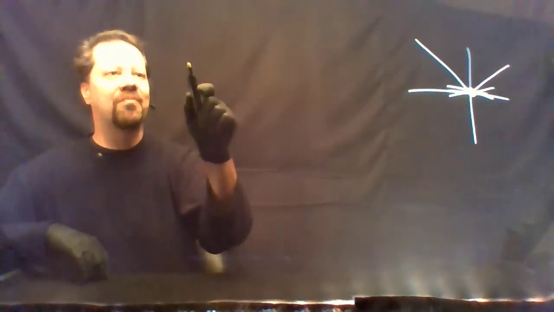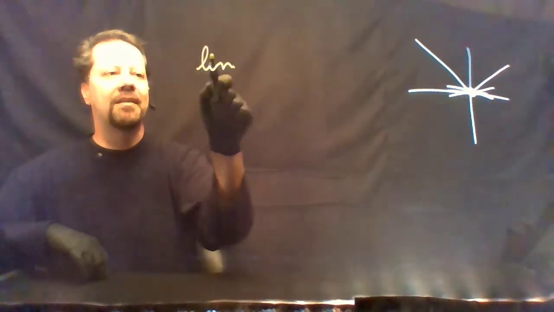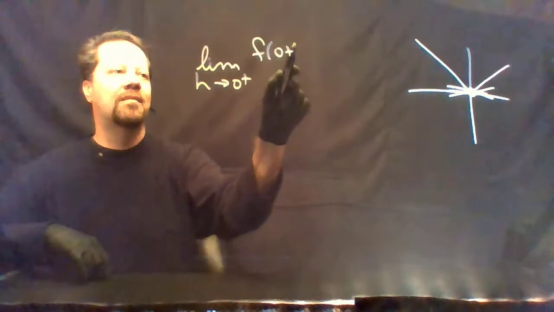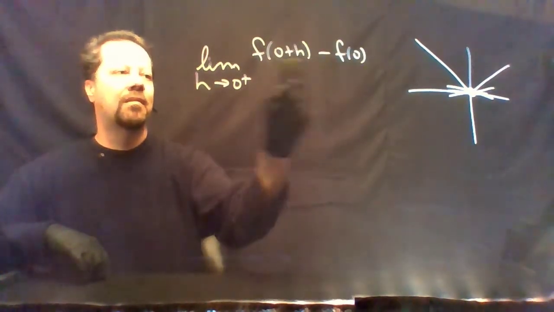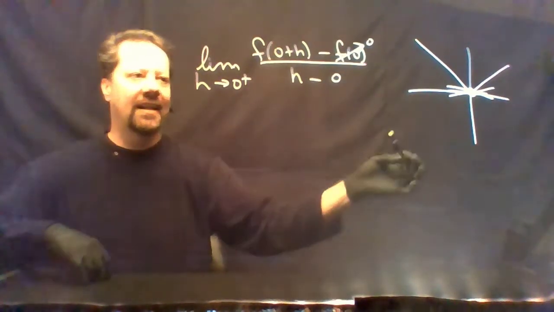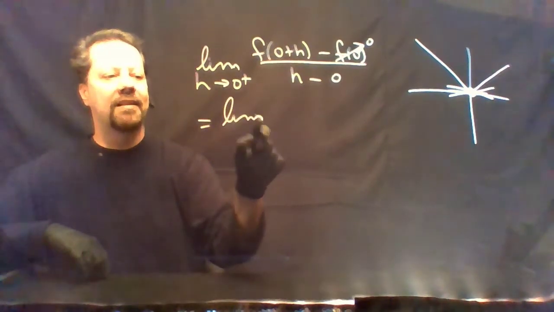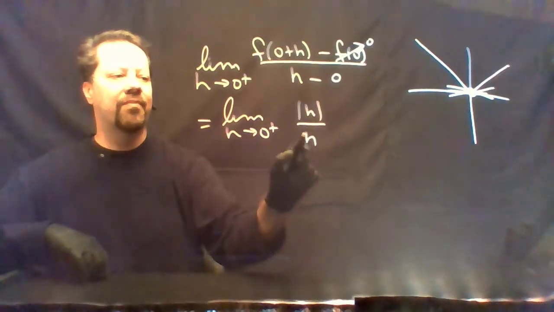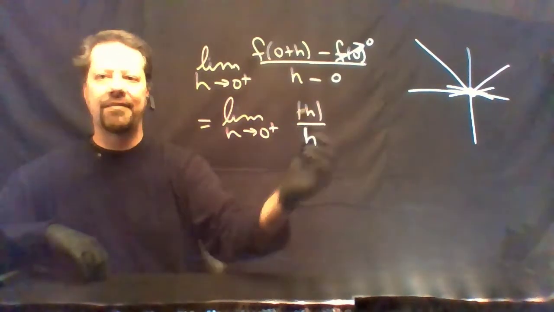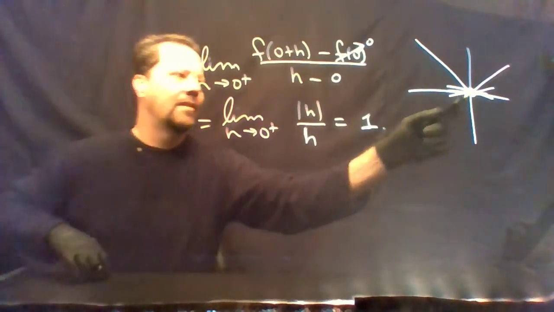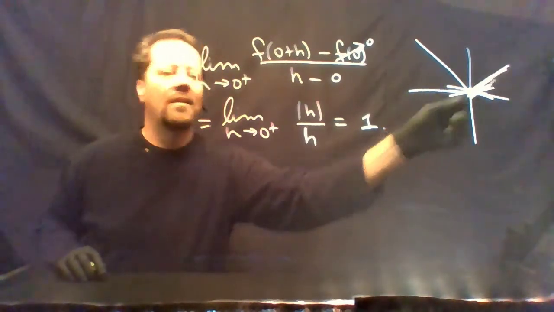Let's calculate the one-sided derivatives at x equals 0. We'll calculate the limit as h goes to 0 from the right. This function is 0 at x equals 0. Calculating the limit as h goes to 0 from the right, the function is the absolute value function. If h is a little bit positive, the absolute value does nothing, and so you end up with h divided by h and a limit of 1, which kind of makes sense because the slopes are all 1 on the right.